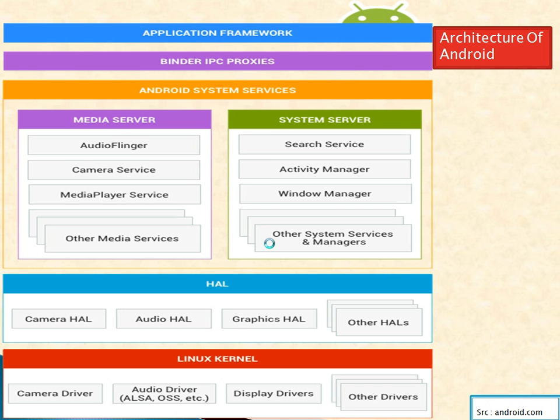Above the HAL layer is the Android system services and application framework layer. The Android has system and media services. The system services include search engines, video managers, activity managers, and other system services. The media services include audio players, video players, camera, and other media services.